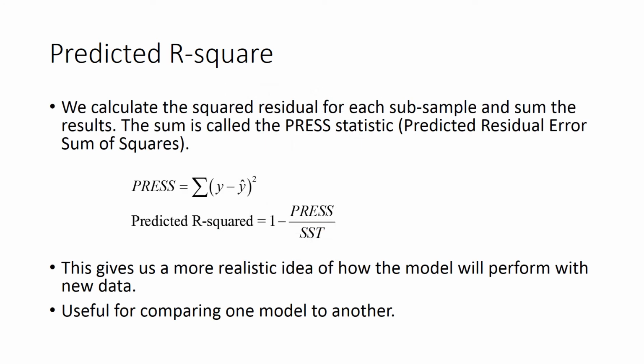We calculate the squared residual for each of the subsamples and sum the results. This produces the PRESS statistic. PRESS stands for Predicted Residual Error Sum of Squares. The predicted R-square is found by 1 minus PRESS divided by the sum of squares total. This predicted R-square gives us a more realistic idea of how well the model will perform with new data. It's also used to compare one model to another. The model with the higher predicted R-square would be preferred.